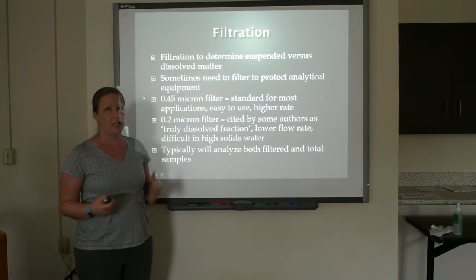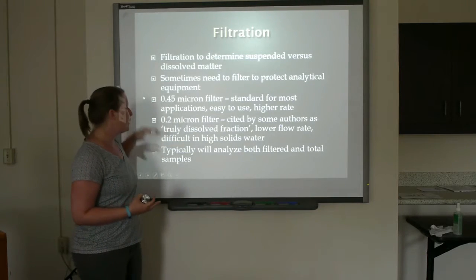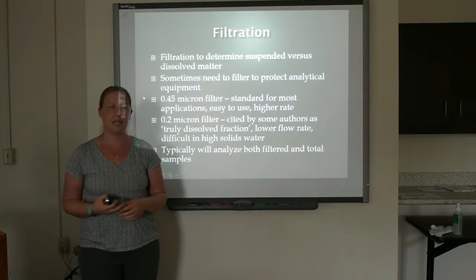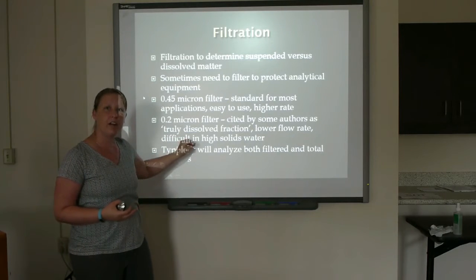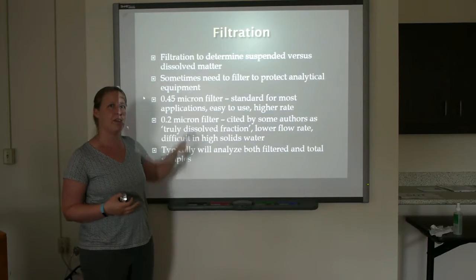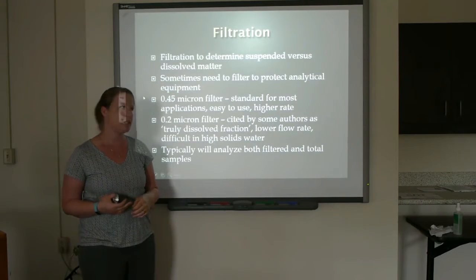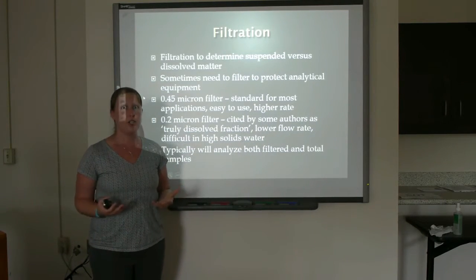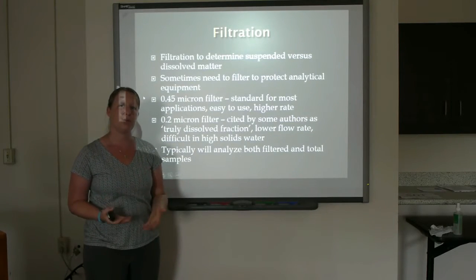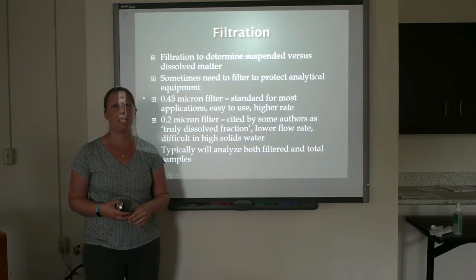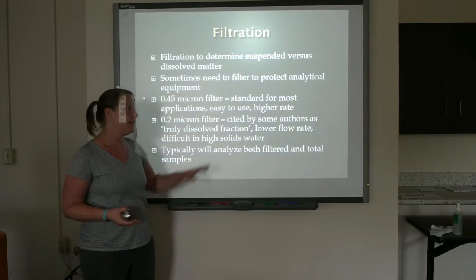There is some discussion in the literature, however, about whether a 0.2 micron filter would be a better application. Some studies are showing that the truly dissolved fraction is actually much smaller, and that we're missing things with this kind of coarse metric of a 0.45 micron filter. But it's a much lower flow rate in the field. It's a lot harder to do. It takes a lot more pressure to get the sample through that filter, and it's very, very difficult if you have a lot of solids in your water. In places where we have a lot of sediment, or in our mining applications where we have a lot of metals in the water, this can be very, very difficult.